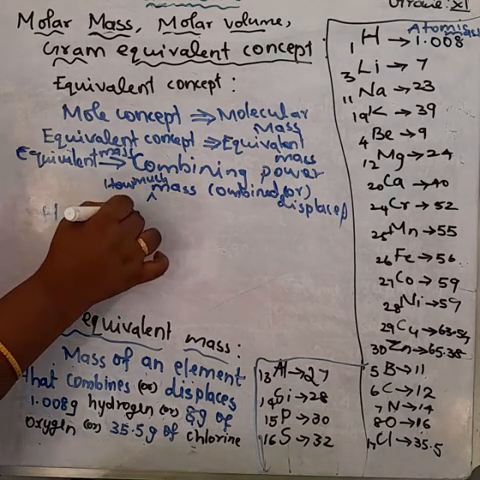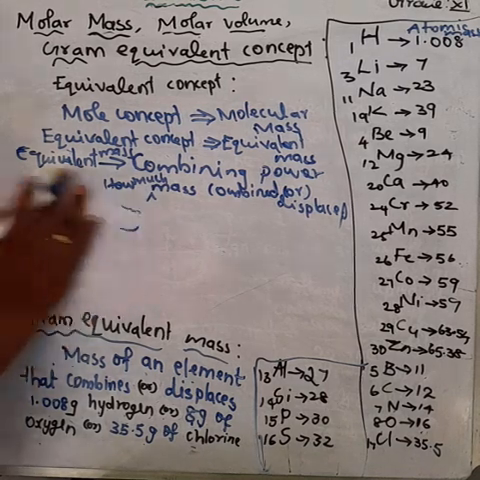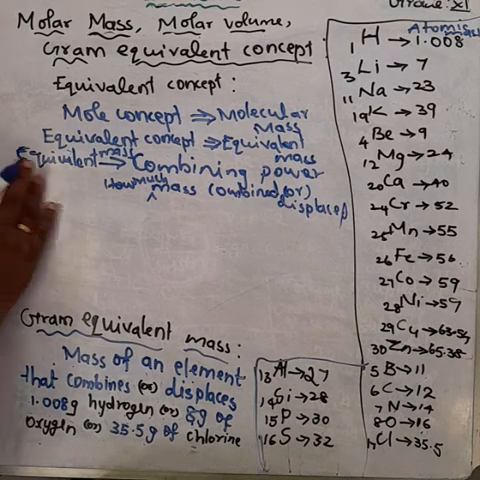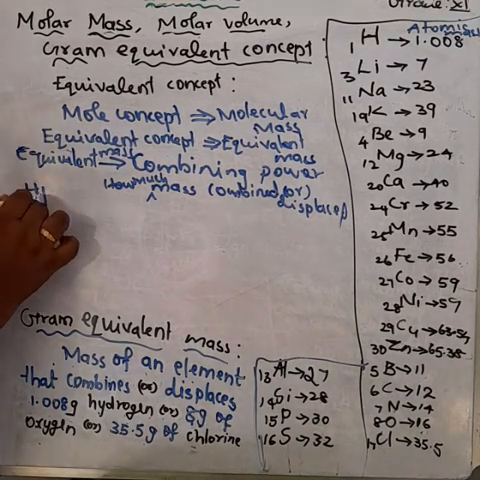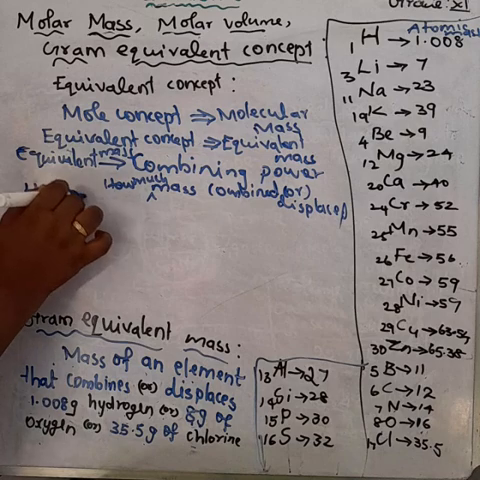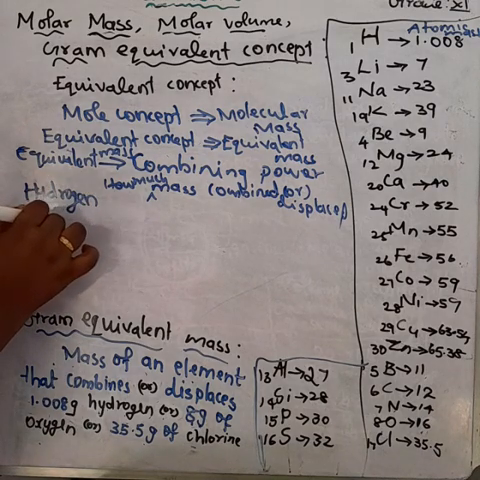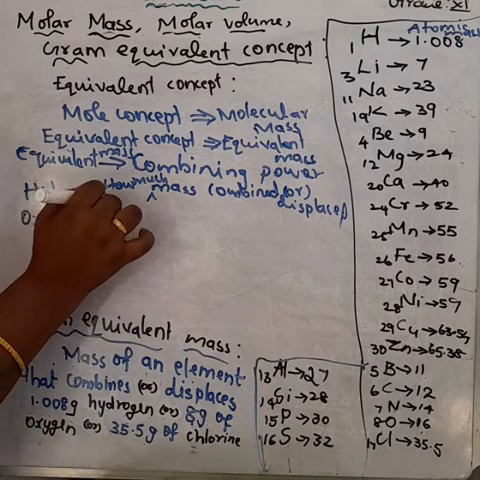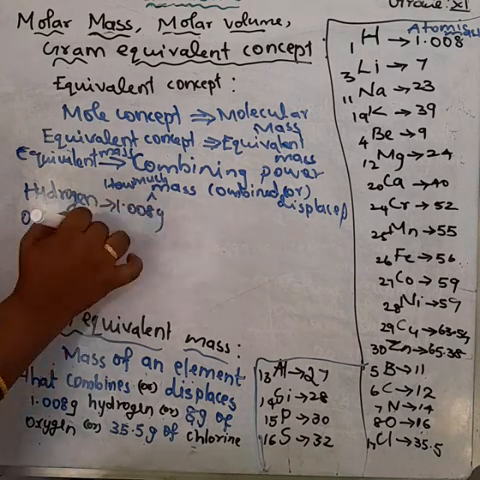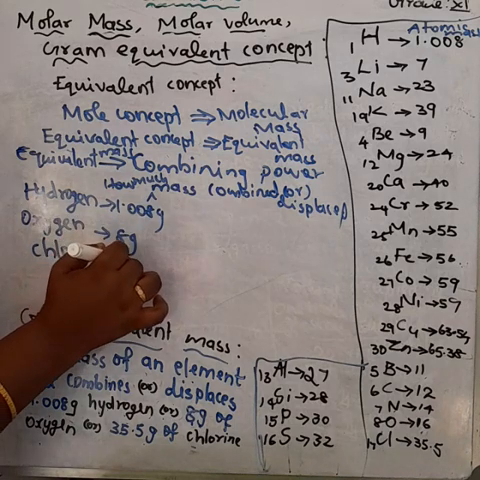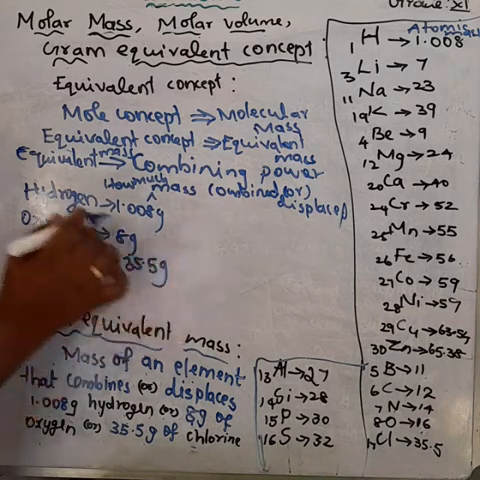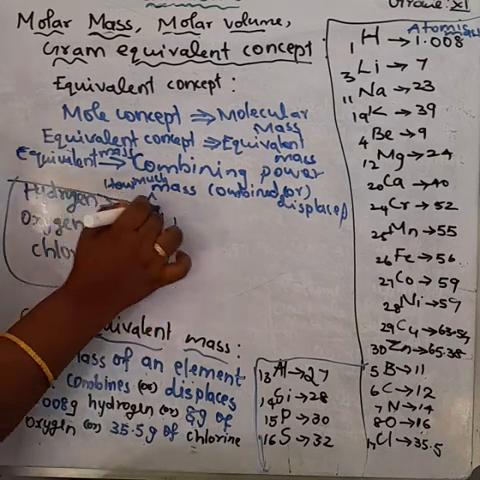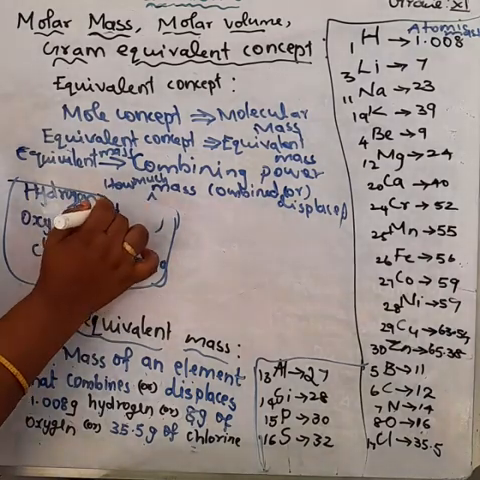Okay, it is the mass of an element that combines or displaces. What are the elements given here as the standard? Hydrogen, oxygen and chlorine. How much weight? 1.008 gram of hydrogen, 8 gram of oxygen and 35.5 gram of chlorine. These three elements are taken as the standard. This much gram of hydrogen, this much gram of oxygen, this much gram of chlorine.